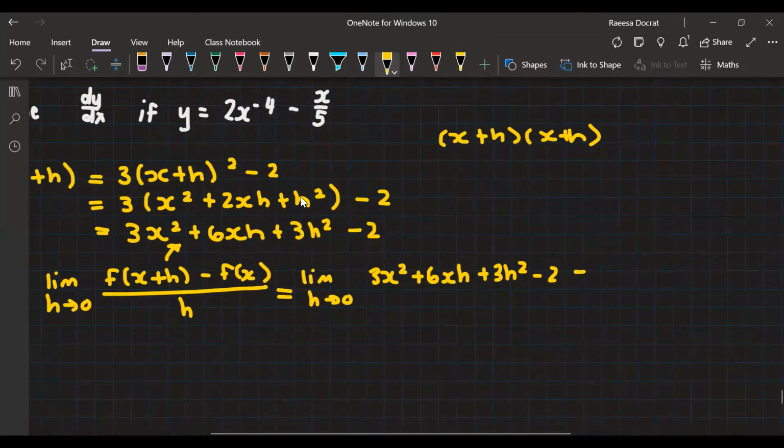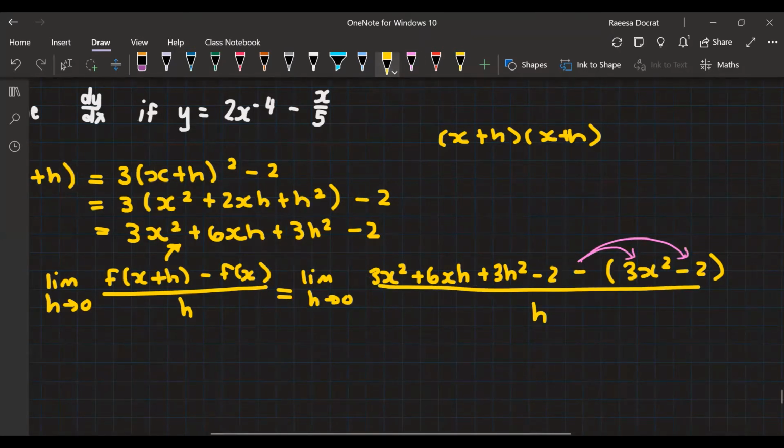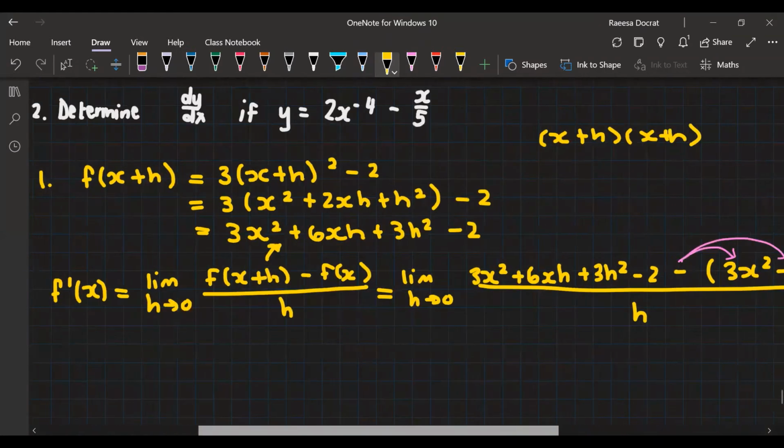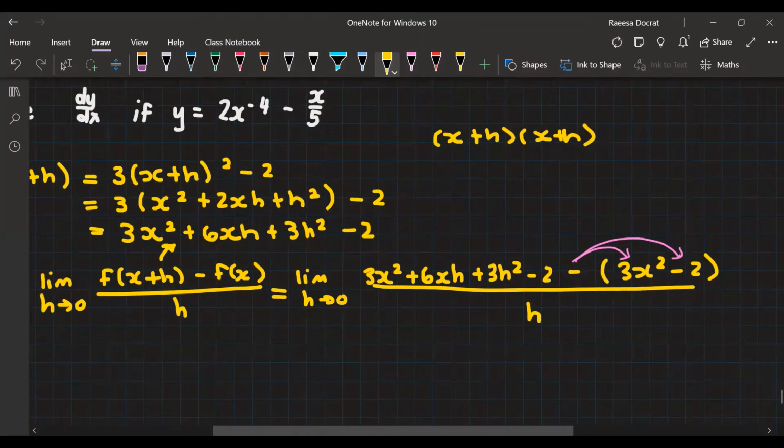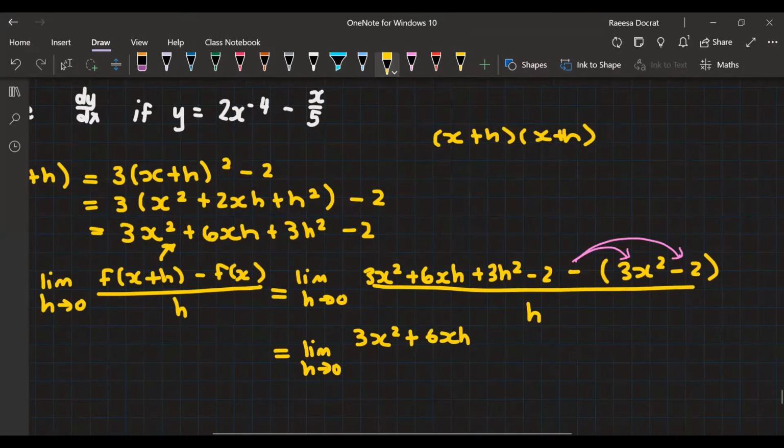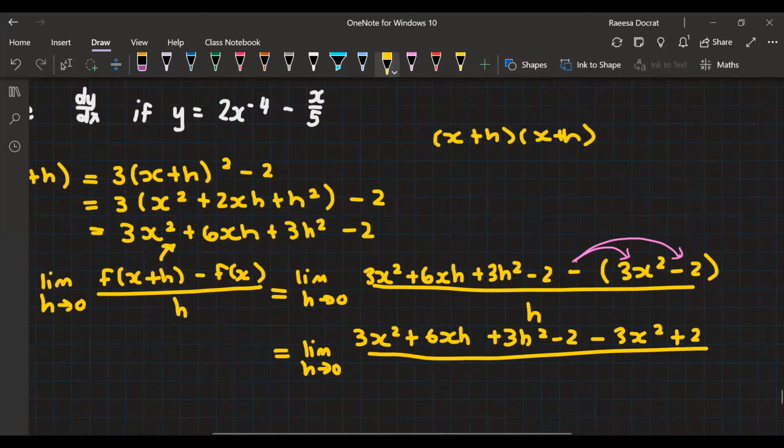minus, and then f of x was 3x squared minus 2. Please note that f of x I put in brackets so that I remember to distribute that minus to both terms inside the brackets, and all of this is over h. Okay, let's continue simplifying. So this here is equal to the limit as h tends to 0 of 3x squared plus 6xh plus 3h squared minus 2 minus the 3x squared minus 2 all over h.